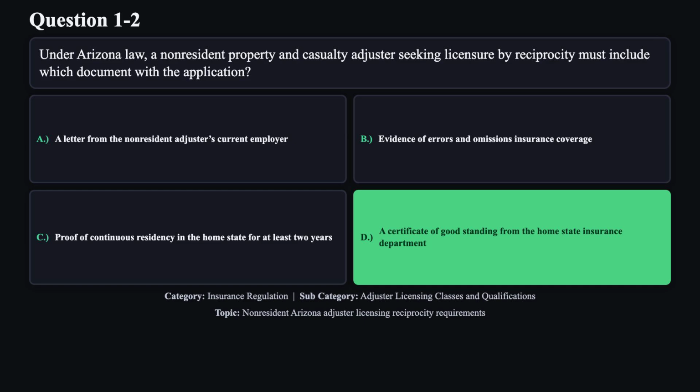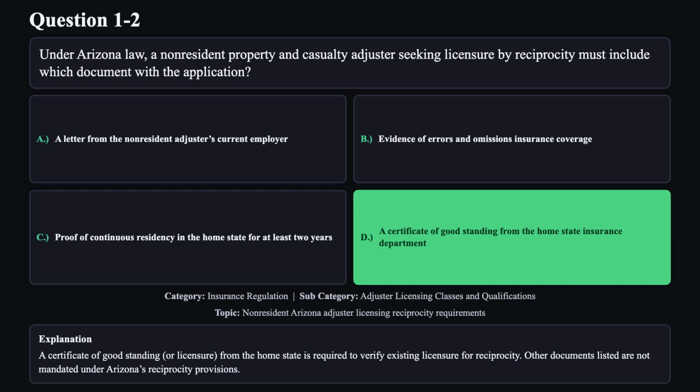The correct answer is D. A certificate of good standing, or licensure from the home state, is required to verify existing licensure for reciprocity. Other documents listed are not mandated under Arizona's reciprocity provisions.